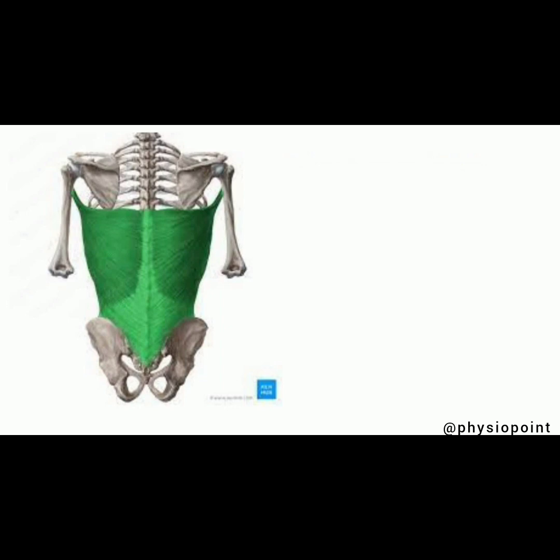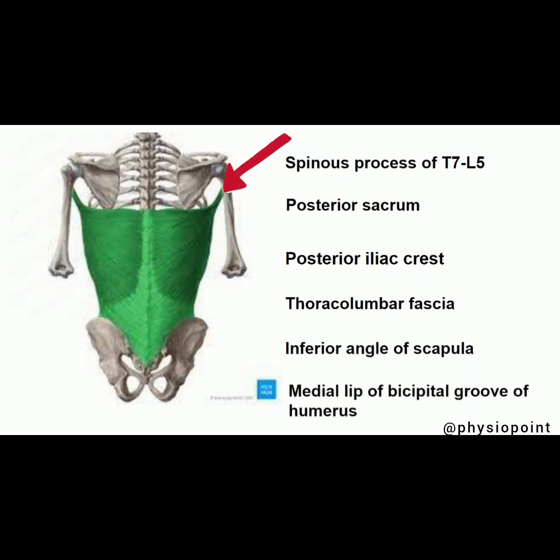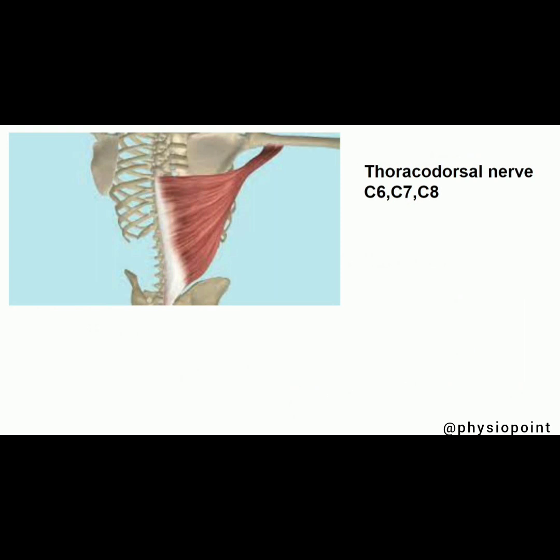So I repeat, latissimus dorsi, it's getting originated from the spinous processes of vertebrae T7 to L5, posterior aspect of the sacrum, posterior iliac crest, thoracolumbar fascia, and inferior angle of the scapula, and it is getting inserted in the intertubercular sulcus, which is near to the medial lip of the bicipital groove of the humerus. So this wider back muscle is innervated by the thoracodorsal nerve with the root value C6, C7 as well as C8, where C7 is the major root value.